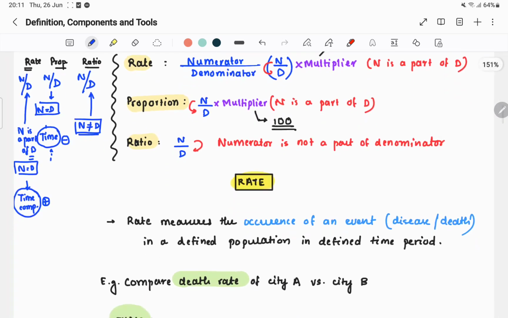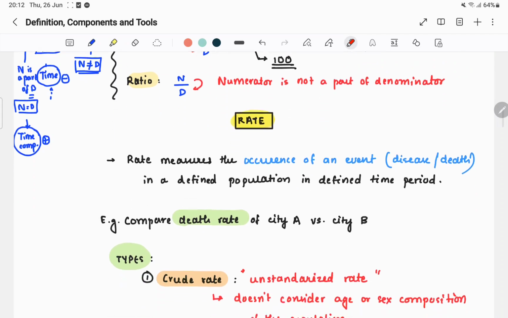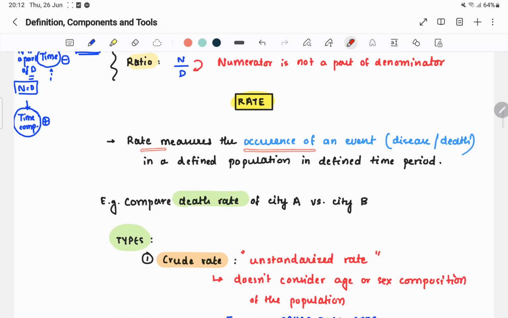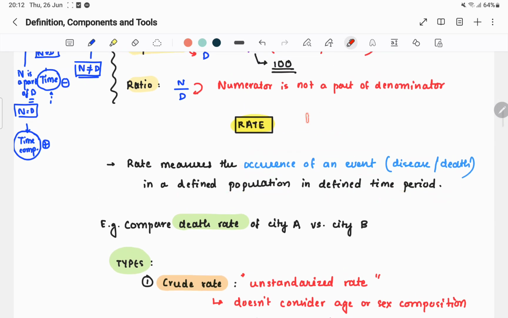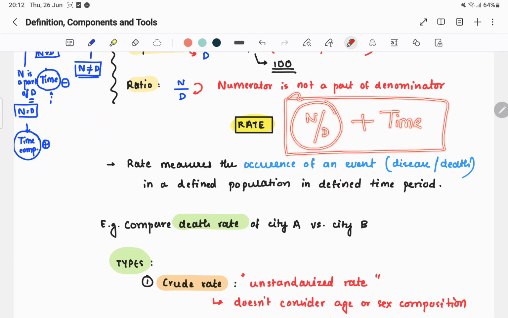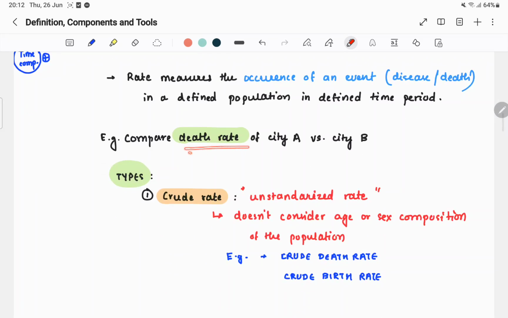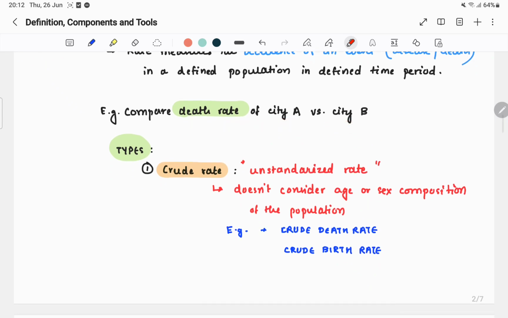Okay, that's a small mistake. Please correct it. So I'm telling that rate is measured by the occurrence of an event in a defined population in a defined time period. So numerator is a part of denominator and a time component is there. This is rate. Death rate of city A versus city B, for example, like this.